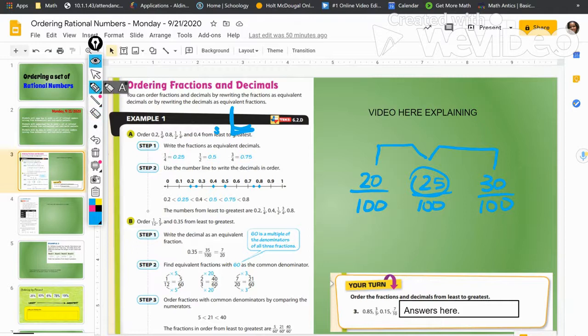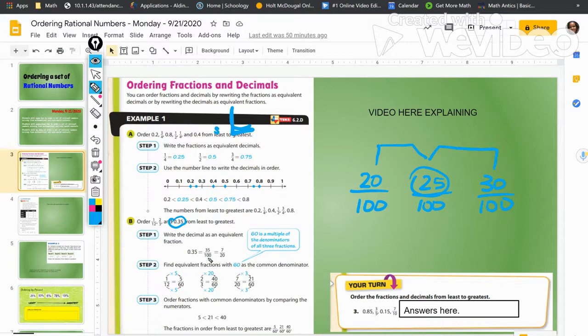Okay, now let's look at this second example. It says you're going to order 1/12, 2/3, and 35 hundredths from least to greatest. So in this one, we have two fractions, but instead of changing those fractions to decimals, we're going to find equivalent fractions. So step one, we're going to write our decimal, the 35 hundredths, as a fraction.